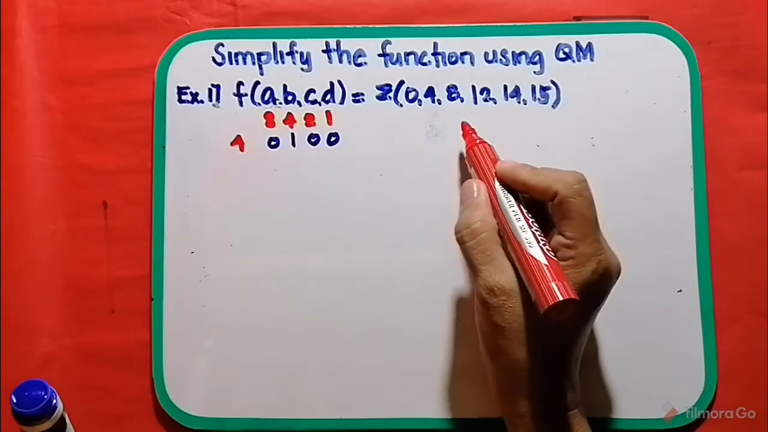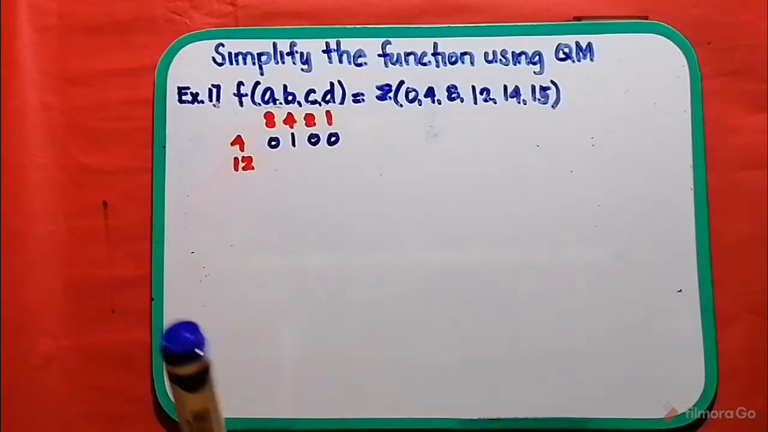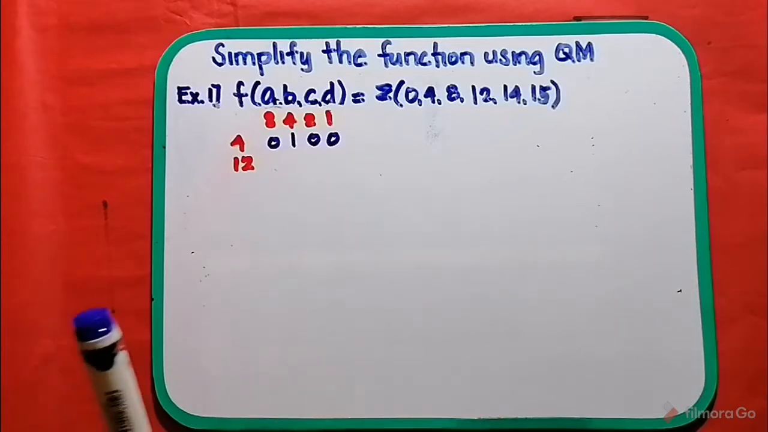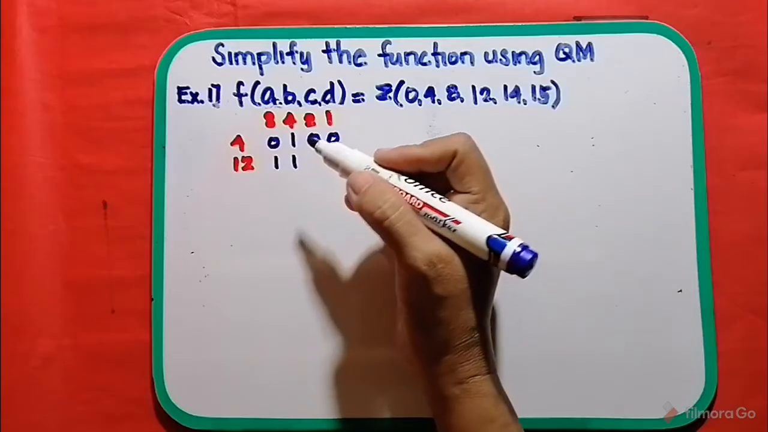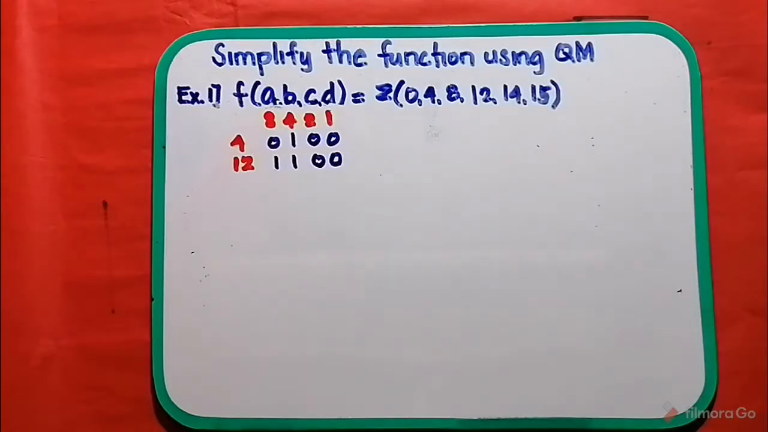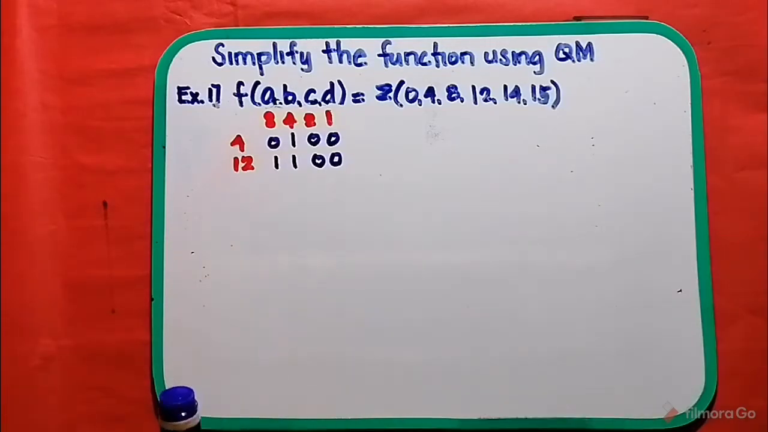Let's try 12. So, what numbers are we going to add to have 12? That would be 8 and 4. So, 8 plus 4 is 12. So, the rest would be 0. So, that's how we convert these prime implicants into their equivalent in binary form.